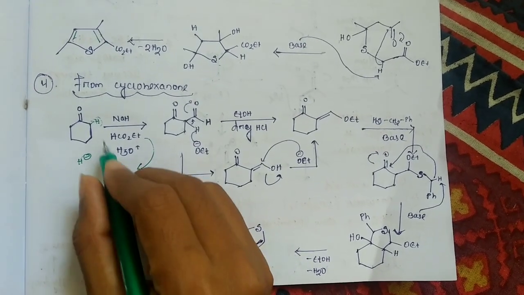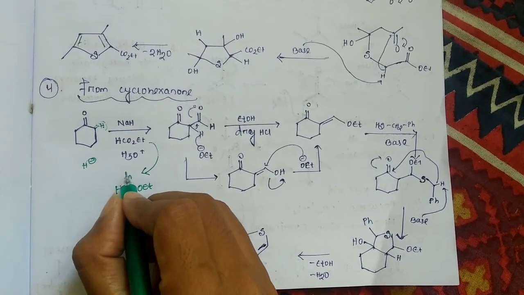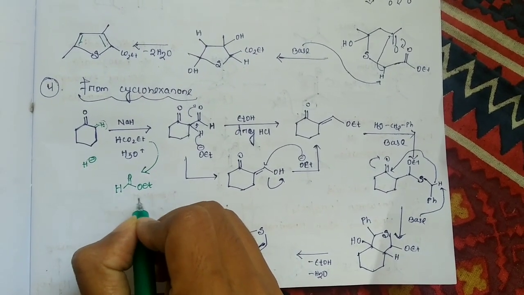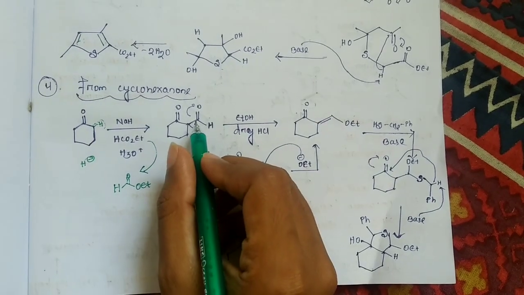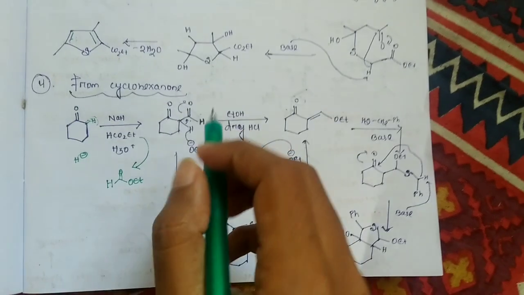This is the structure of this. The negative charge generated here will attack here. Then the bond will go up, then down. OEt will leave. We will get this. This aldehyde group will be attached to here.